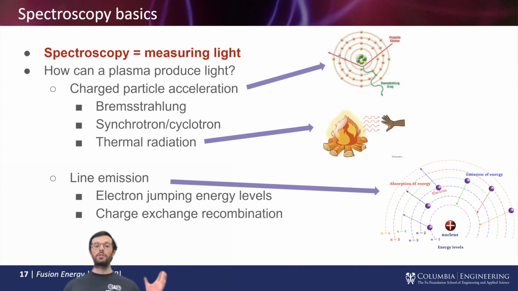There's also a thing called line emission. This is when you have electrons that are bound to a nucleus, so it's not totally ionized. It can be partially ionized, meaning if you have a Z equals 6 atom, it has 6 protons, 6 electrons.